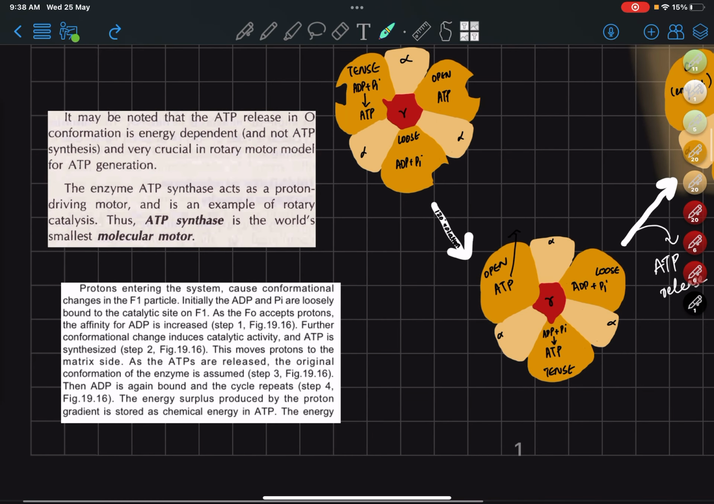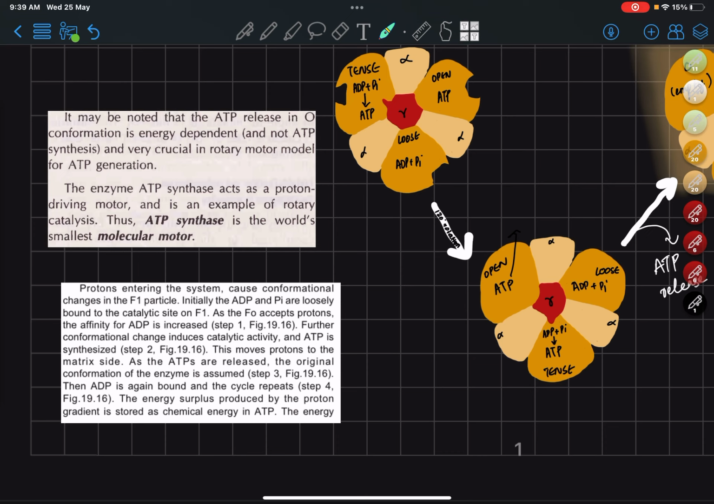That's that. So this is again explaining the whole process. Protons entering the system cause conformational changes in the F1 particle. Initially they are loosely bound to the catalytic site. As the FO accepts protons, the affinity is increased. So that's what they're saying here. They're anyways bound, but the affinity is increased when the protons are passing. So further conformational change induces the catalytic activity and ATP is synthesized. This moves the protons back to the matrix side. That means after the work is done, they go back to the matrix side.